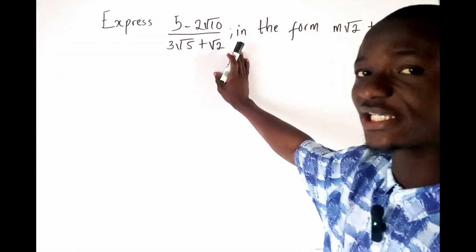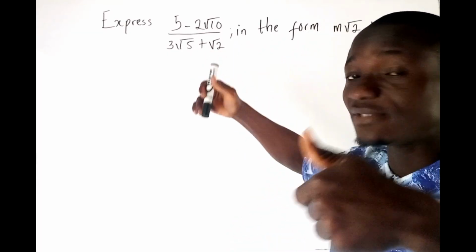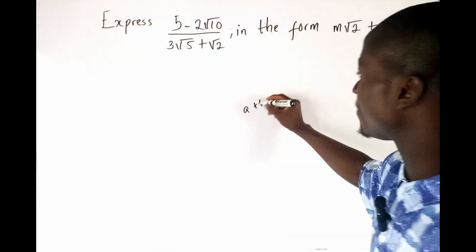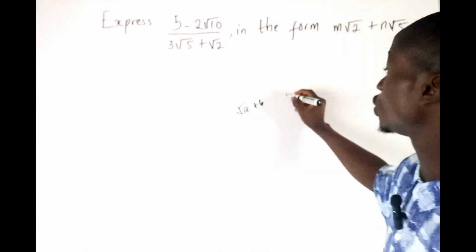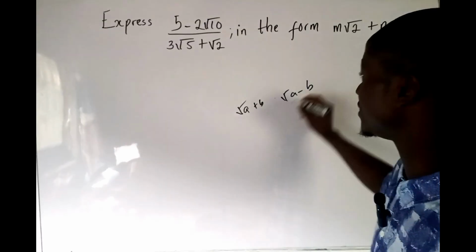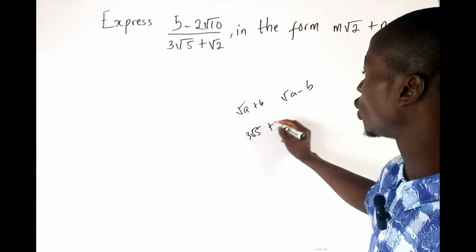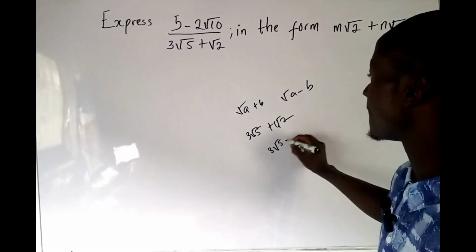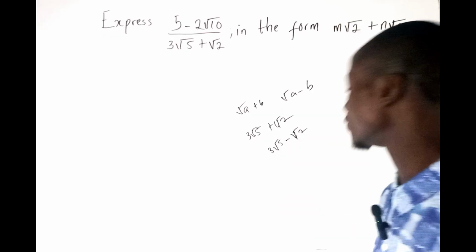What is a conjugate? A conjugate is a pair of terms having different signs in their midst. For instance, if we have root a plus b, the conjugate is going to be root a minus b. Now, when we have 3 root 5 plus root 2, our conjugate will be 3 root 5 minus root 2. Do you get that? So let us continue.